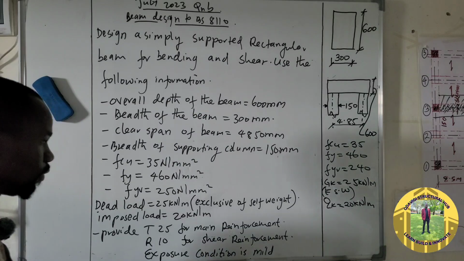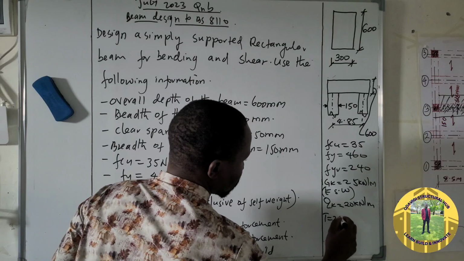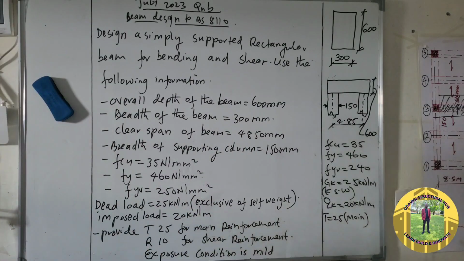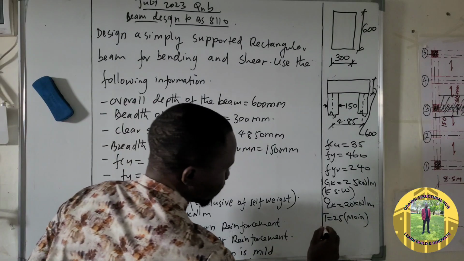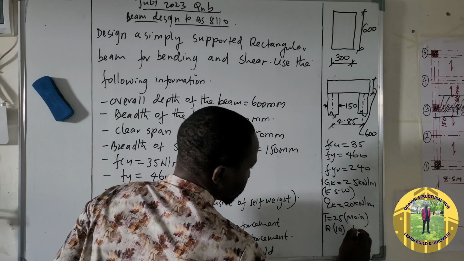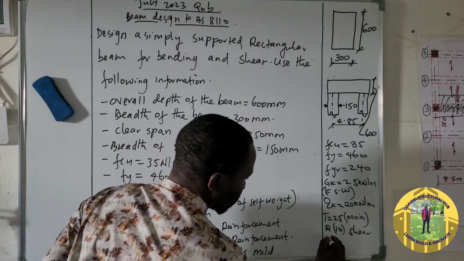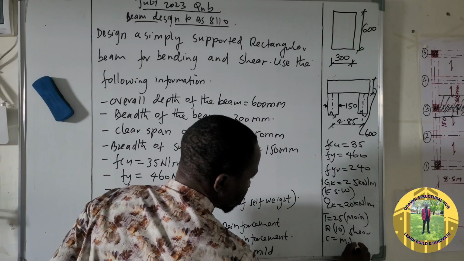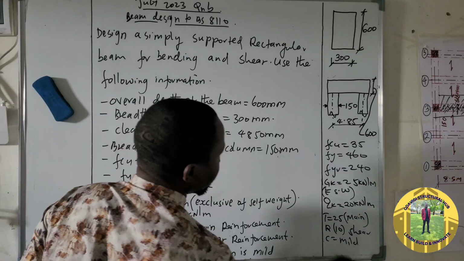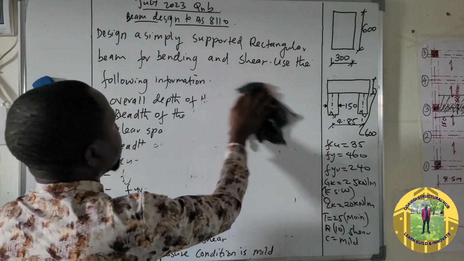T25 for main reinforcement, T25. This is main, and R10 shear, R10 shear, and then exposure is mild, so cover is mild, like that. So I can comfortably rub here so that we can continue with our calculation.